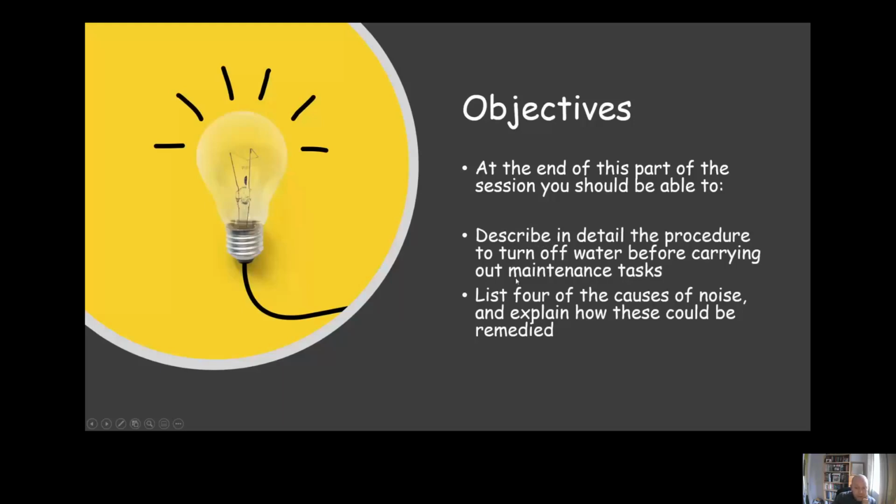List 4 of the causes of noise and explain how these can be remedied, and explain not even so much the causes of airlocks, but I mean the causes of low flow or no flow, and how to fix them, including airlocks. That would be a good thing to get from this session.